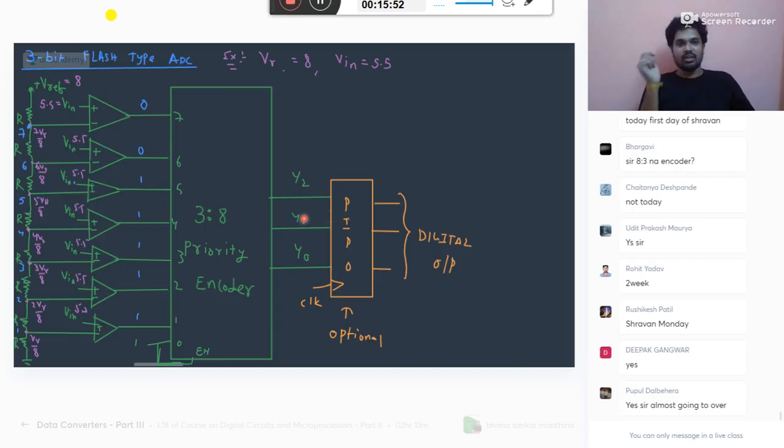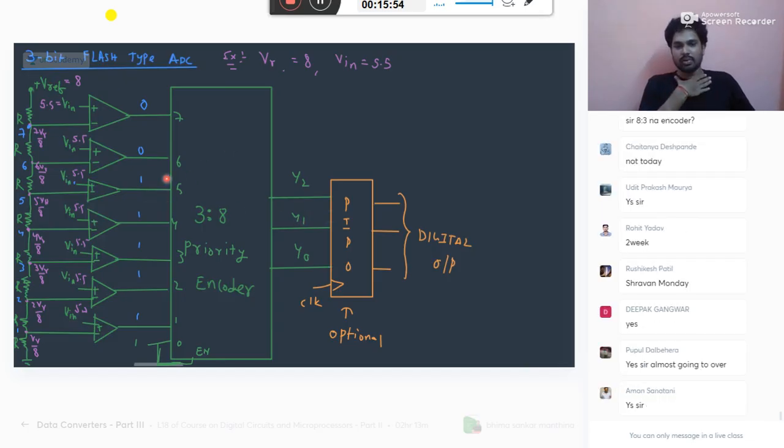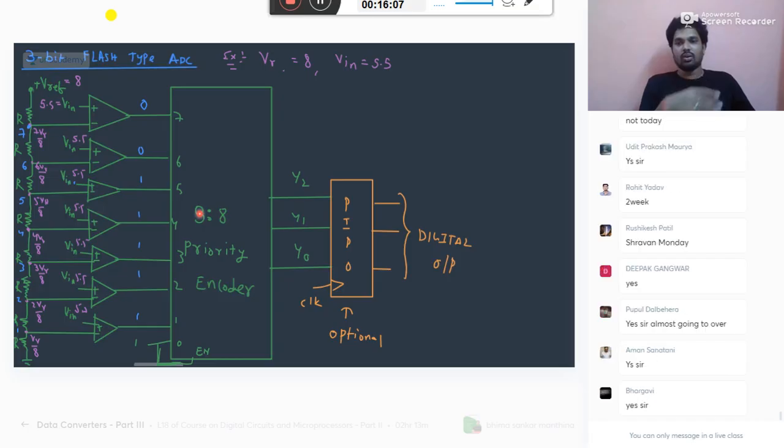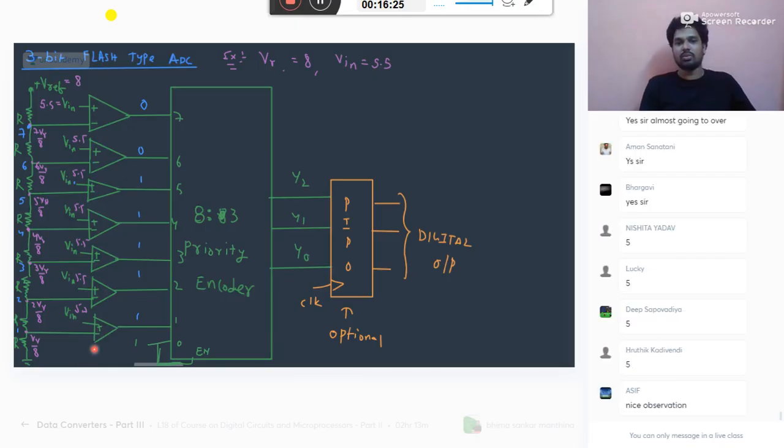Now listen here. It is an 8 to 3 priority encoder. Priority encoder means out of the 8 inputs, whichever has high priority will be encoded. So 5 to 0 are all ones. Which one has high priority? 5 has high priority. So 101 will come. If you apply clock, this 101 comes here also.